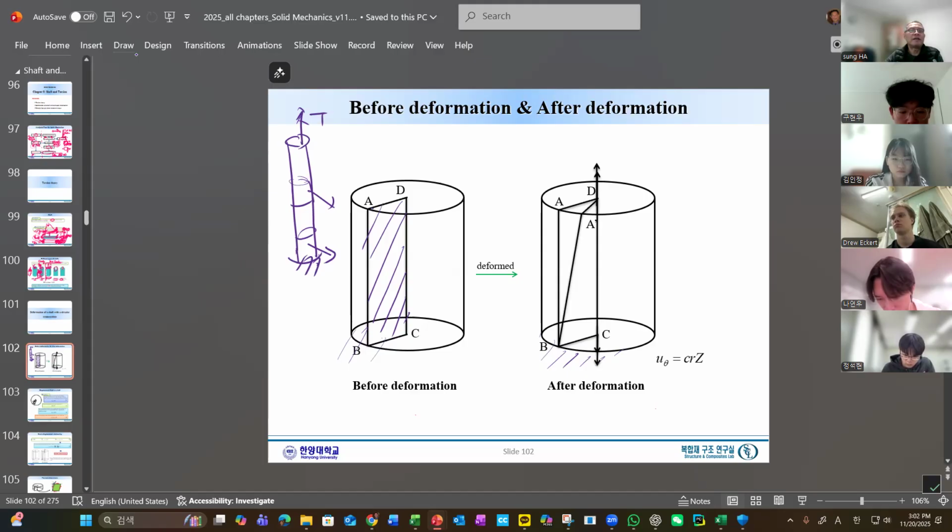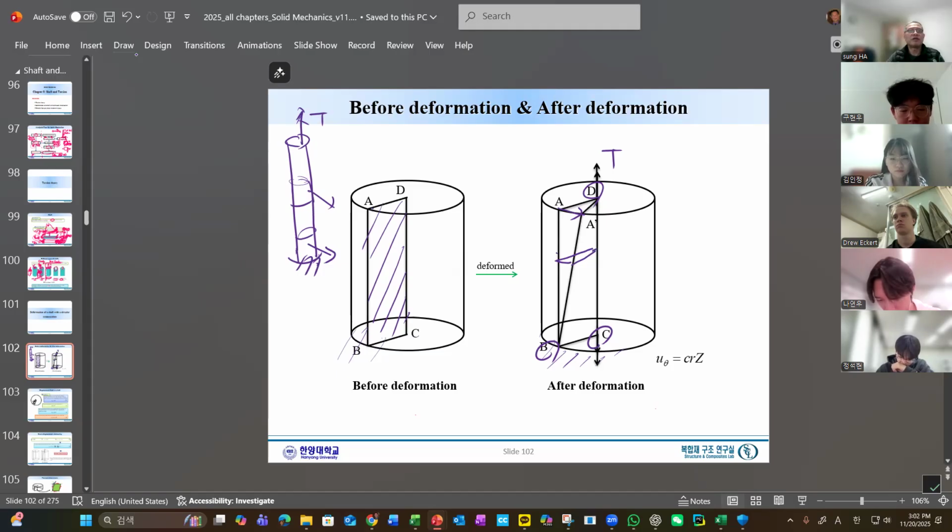And then we apply the torsion T. What will happen? B, C, and D remain in the original position, they don't move. Only A moves to A prime. Let's say we can define a certain point, not just on the surface.